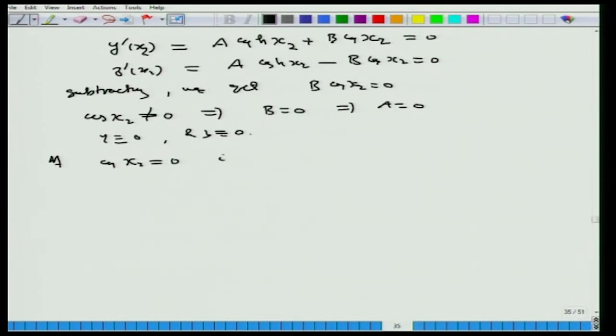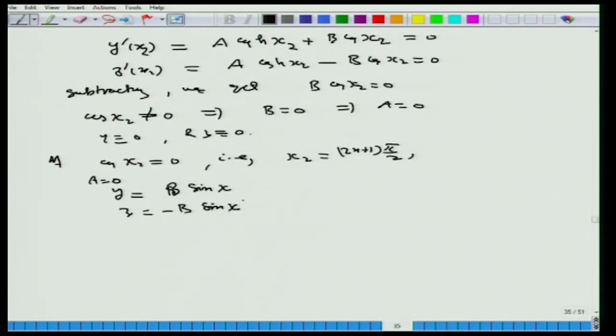And if cos of x2 equal to 0, that is x2 equal to (2n plus 1) pi by 2, then in this case we get the extremals with a equal to 0. Here y becomes b sin x and z equal to minus b sin x, where b is arbitrary.